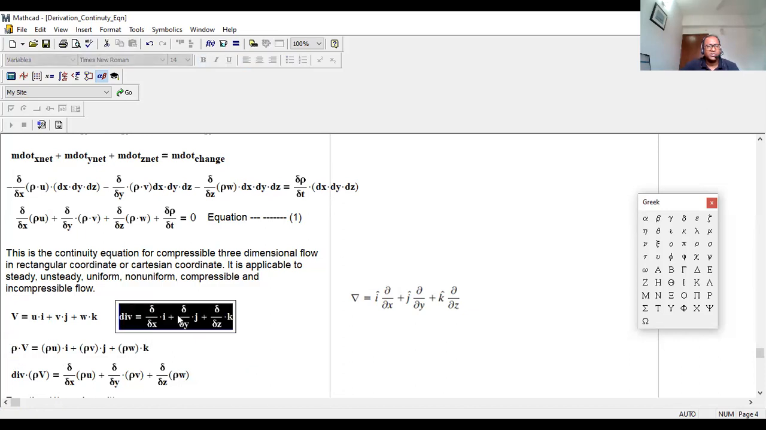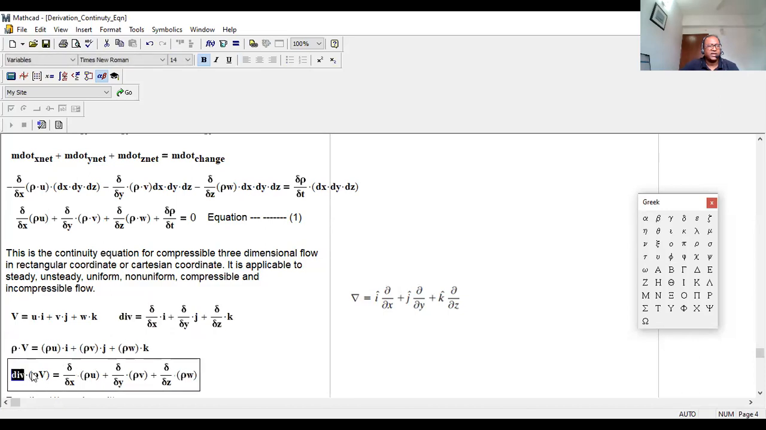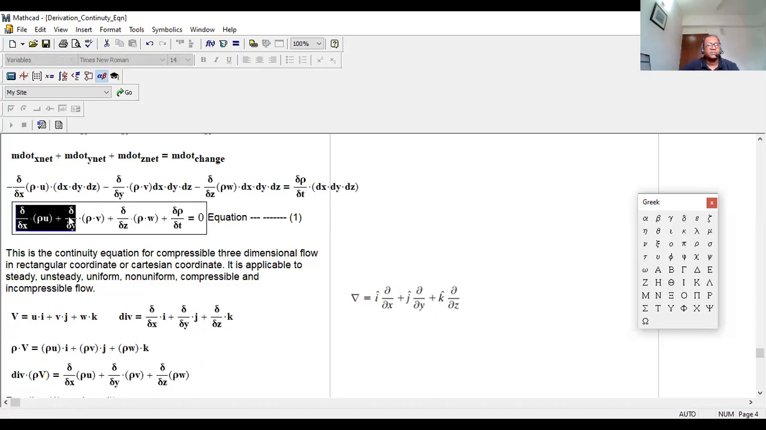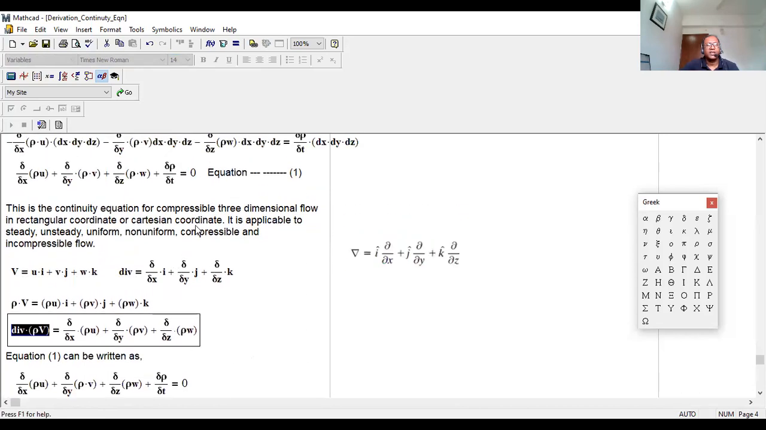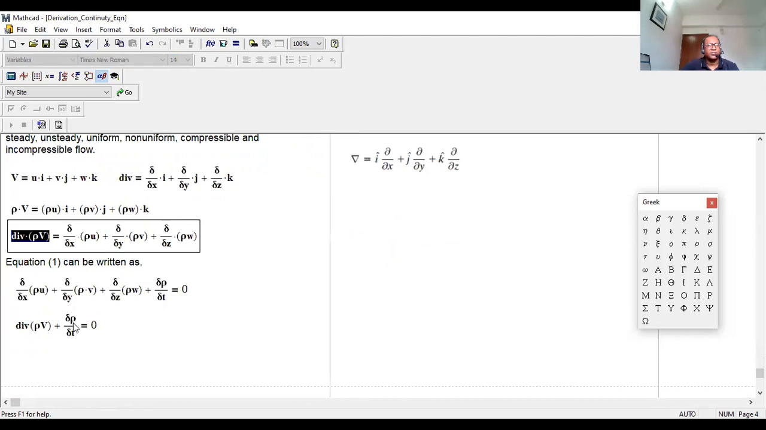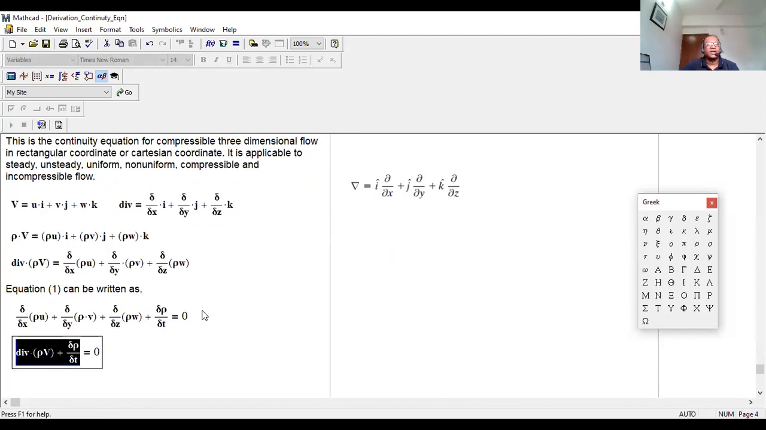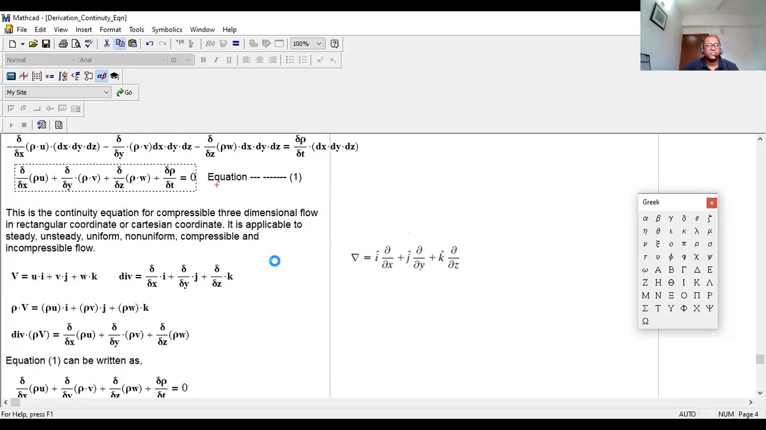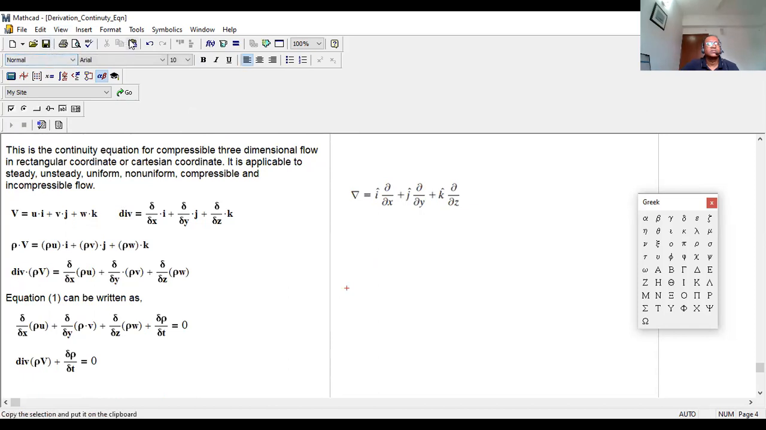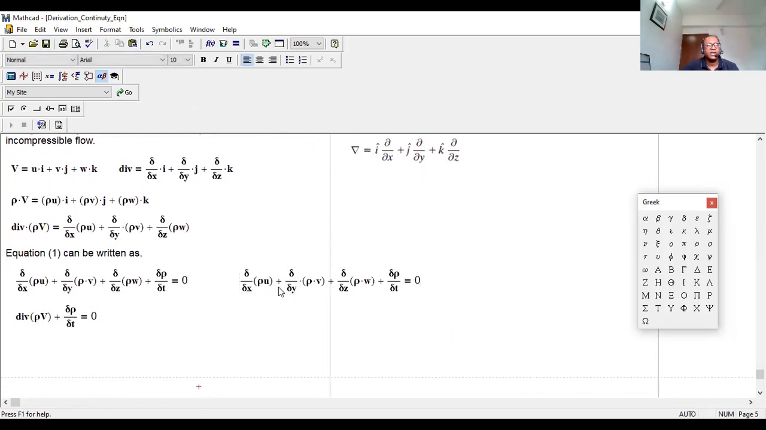Now, this vector, div, and rho V, you make the dot product, then you get this one. Now you see the left side of this term, I can replace by this one. So equation one, that means this equation, I can write down this way. At first, we rearrange this equation. Okay, we rearrange it. Then we got div of rho V plus del rho by dt.